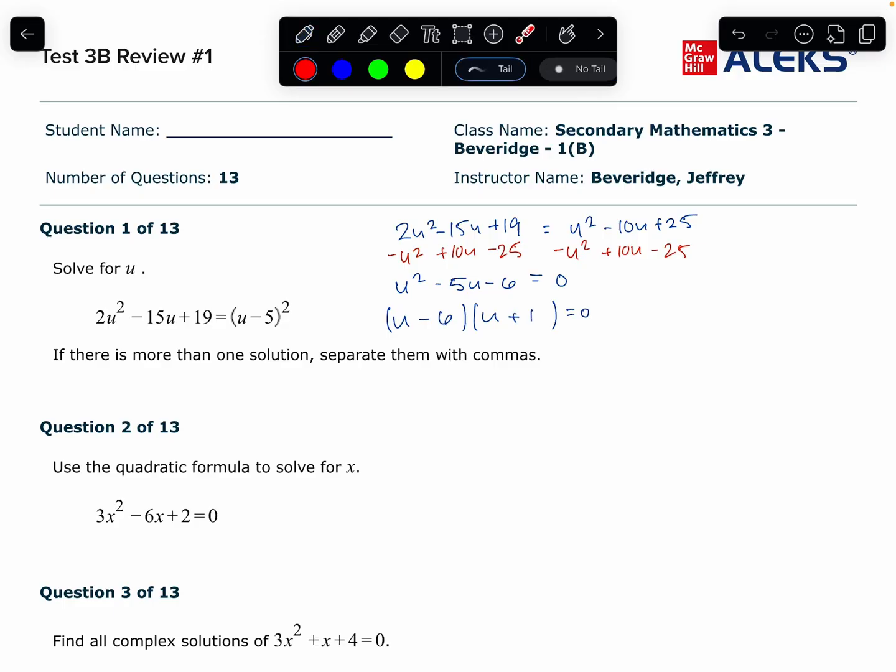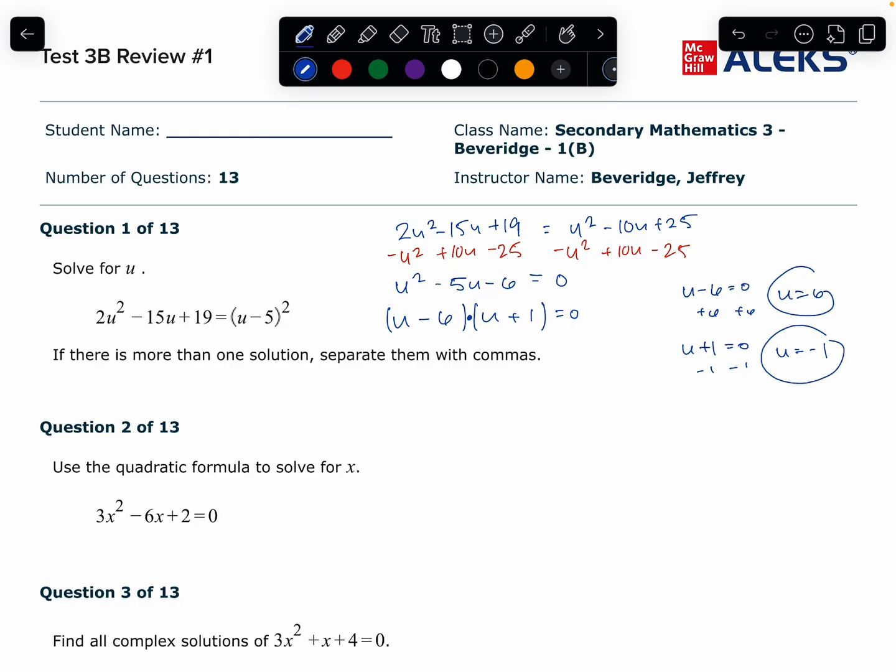Okay, now we can use the zero product property because these two factors multiply and their product is 0, that means one of them has to be 0. So I can use u minus 6, set it equal to 0, and then I can add 6 to both sides, and I get u is equal to 6. And then I have u plus 1 equal to 0. I can subtract 1 from both sides, and I'd end up with u is equal to negative 1. So my solutions are 6 and negative 1.